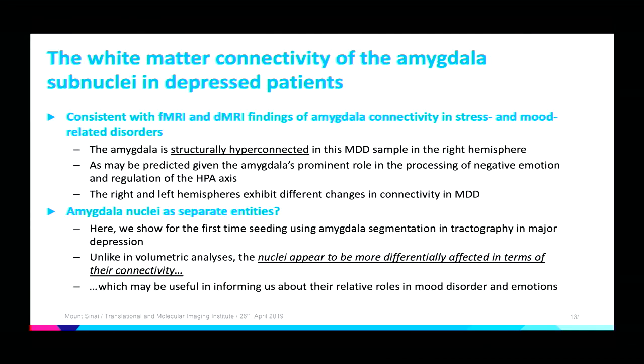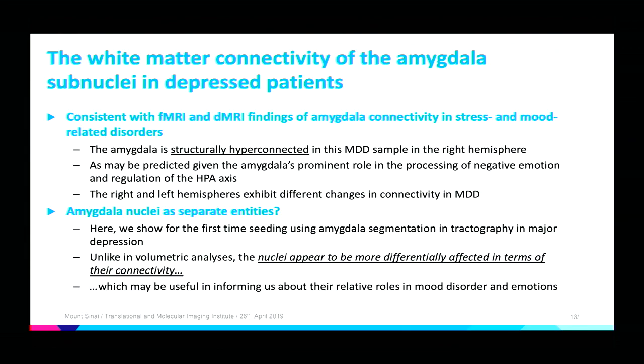So to kind of summarize, our findings are consistent with functional and diffusion findings that have been reported previously. And what we see is that the amygdala is structurally hyperconnected in major depression in the right hemisphere. And this might be predicted given the amygdala's really prominent role in processing of negative emotion and regulation of the HPA axis. We also see pretty profoundly that the right and left hemispheres exhibit different changes in connectivity in MDD.